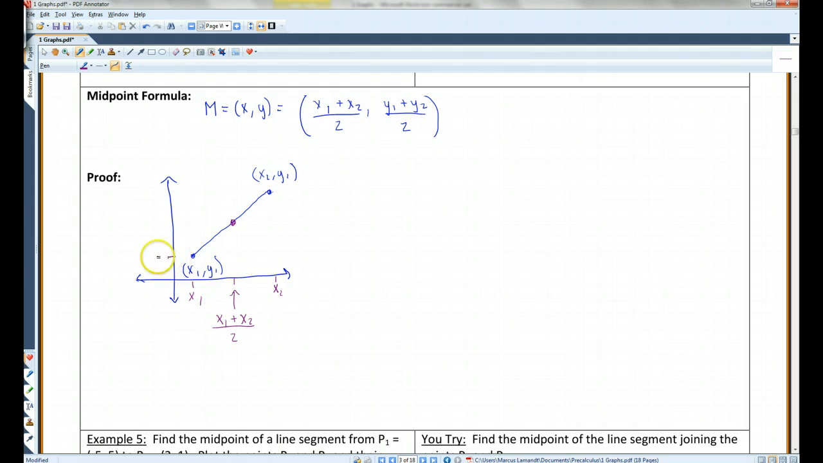Same thing here. This is y1, this is y2. This is going to be the average. The average is y1 plus y2 over 2. So the midpoint, call this m, the midpoint is going to be x1 plus x2 over 2, y1 plus y2 over 2. And that's how you get the midpoint formula.